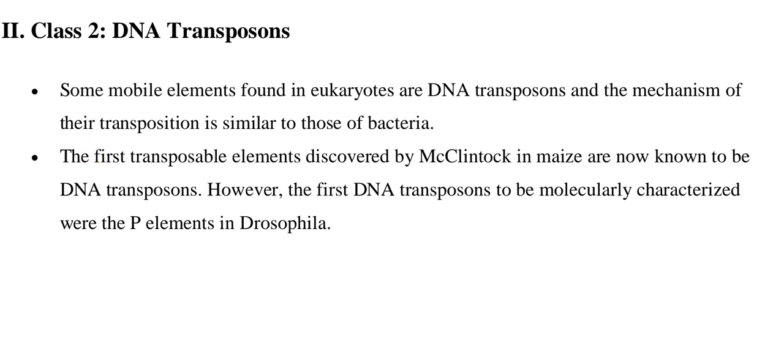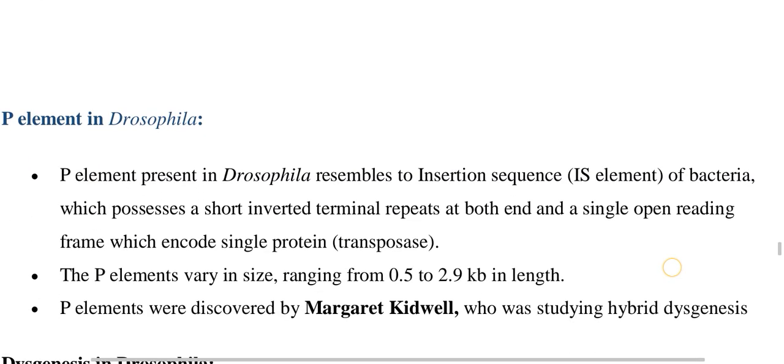Then class 2, DNA transposons. Some mobile elements found in eukaryotes are DNA transposons, and the mechanism of their transposition is similar to those of bacteria. The first transposable elements discovered by Barbara McClintock in maize are now known to be DNA transposons. However, the first DNA transposons to be molecularly characterized were the P elements in Drosophila.